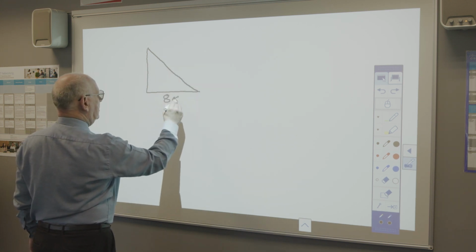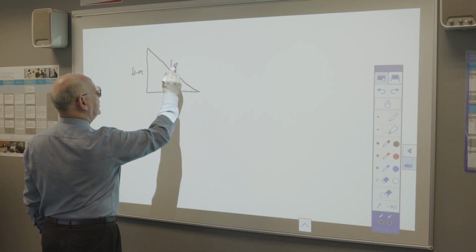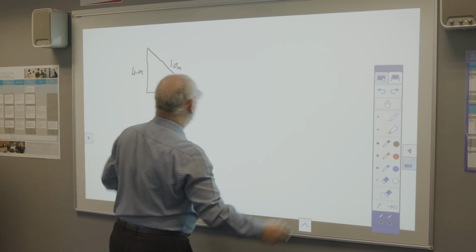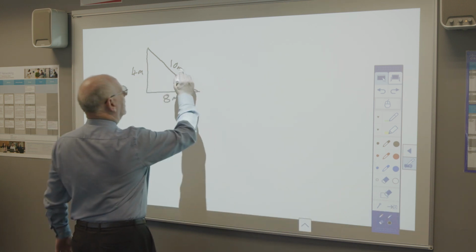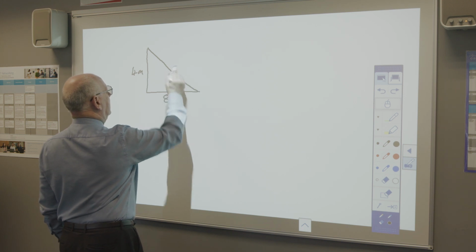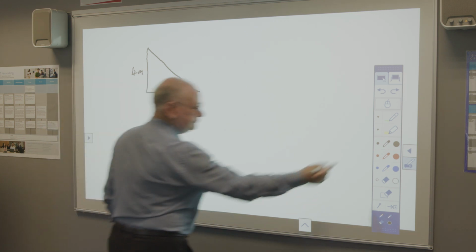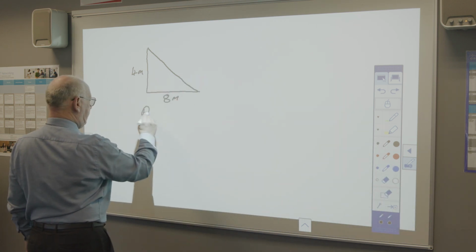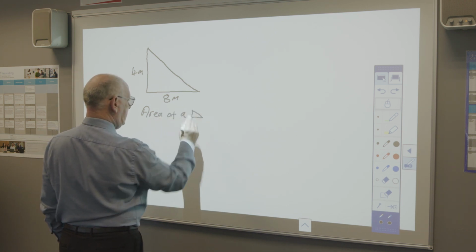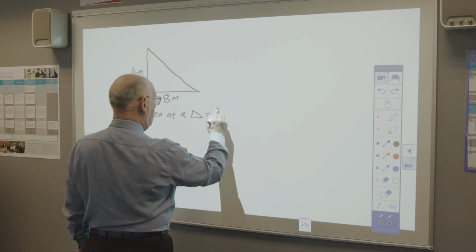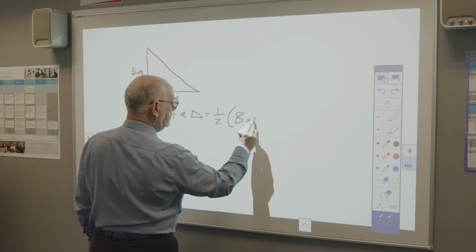So that's 8 meters, 4 meters, 10 meters, maybe. You don't actually need this measurement, so if it's going to confuse you, I'll get rid of it, and we'll just keep what we need. So, the area of a triangle equals half the base times the height.